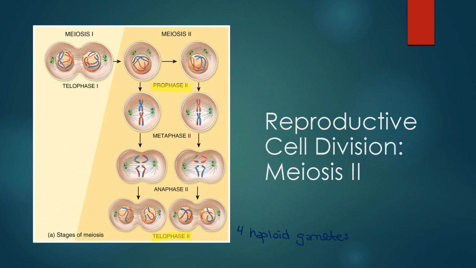Also, one other thing to note is that the crossing over we saw earlier only occurs in prophase of meiosis 1, so it only happens in prophase 1. We don't see that same crossing over occur in prophase 2.